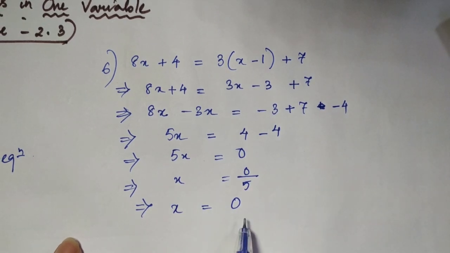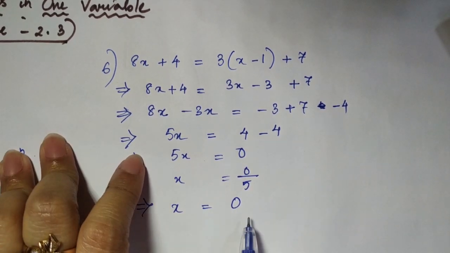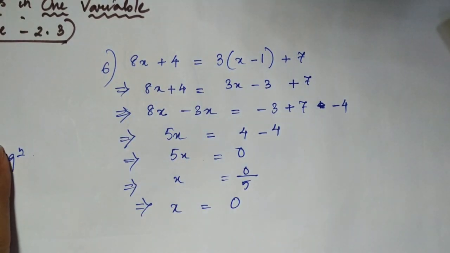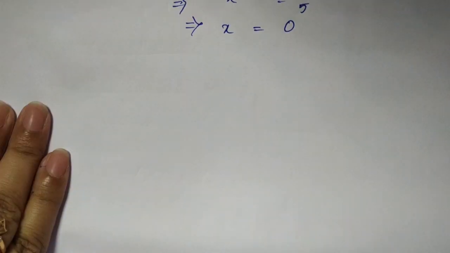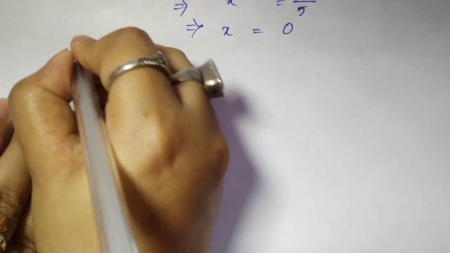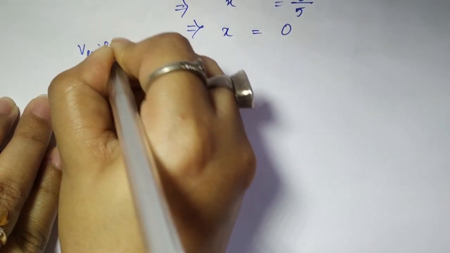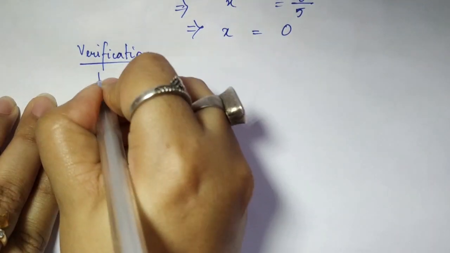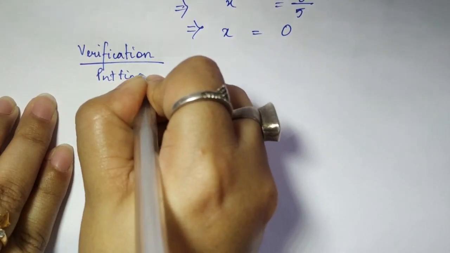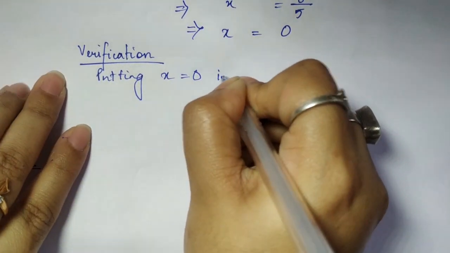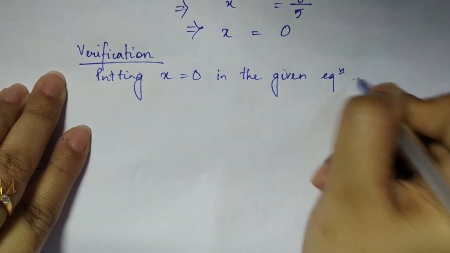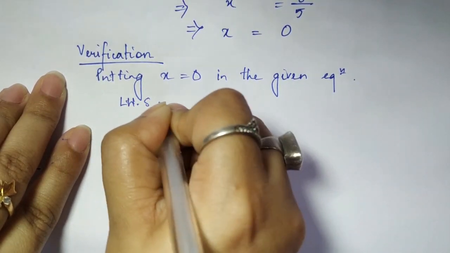Now I'll put this value x equal to 0 in this part and this part, and I'll check whether the left hand side and right hand side are equal or not. Let's get started with the verification part, that is the second part of our question. Putting x equal to 0 in the given equation.